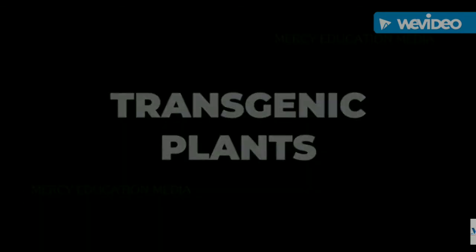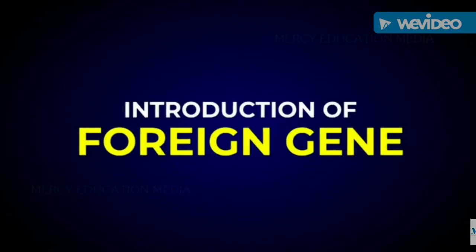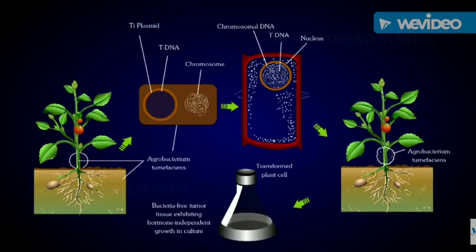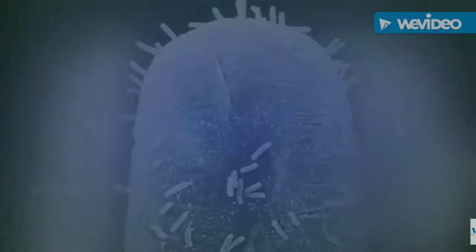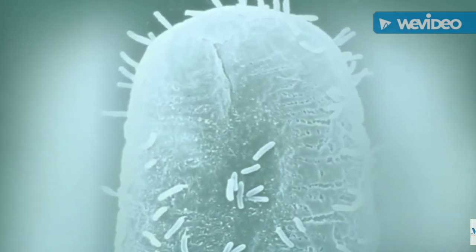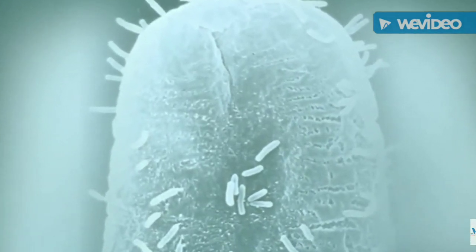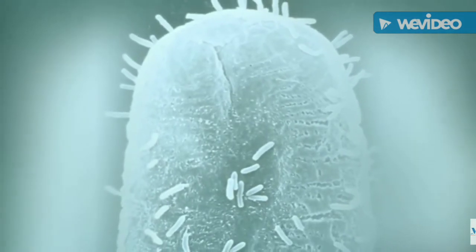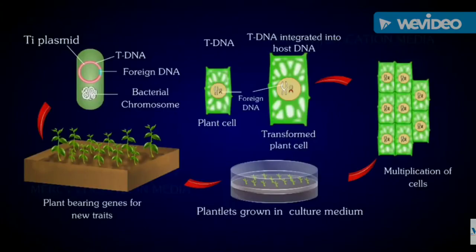Transgenic plants: introduction of foreign gene. In genetically engineered plant cells, a bacterium, Agrobacterium, is mainly involved in transfer of foreign gene. However, Agrobacterium cannot infect all plants since it has a narrow range of host specificity. Therefore, other techniques have been developed to introduce foreign DNA into plant cells.